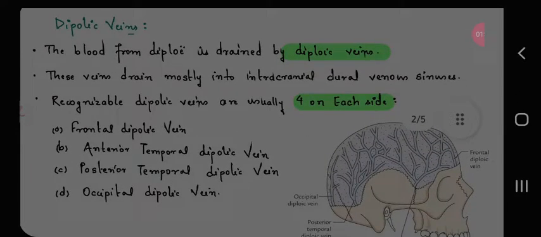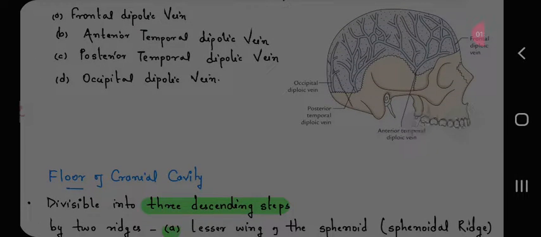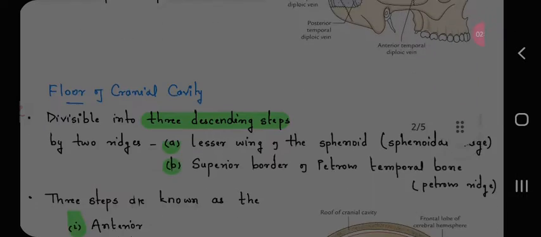Diploic veins. The blood from the diploe is drained by diploic veins. These veins drain mostly into intracranial dural venous sinuses. Recognizable diploic veins are usually 4 on each side: frontal diploic vein, anterior temporal diploic vein, posterior temporal diploic vein, and occipital diploic vein.